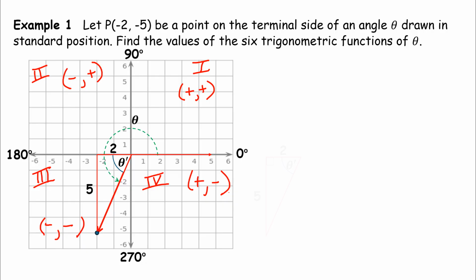I'm just going to go ahead and remove the triangle from the graph just so we can see it better. And then the first thing we're going to do is find the hypotenuse using the Pythagorean theorem.